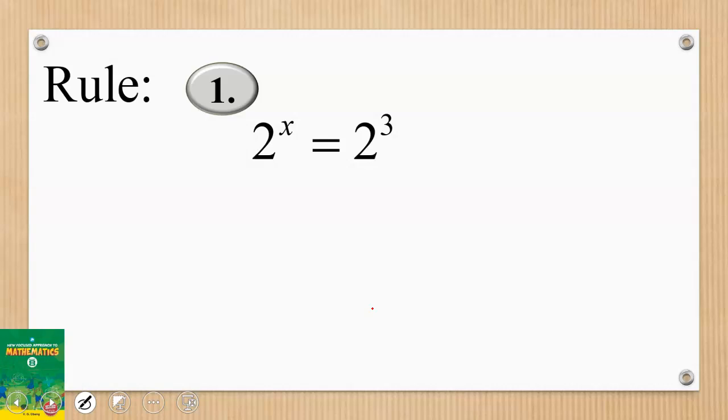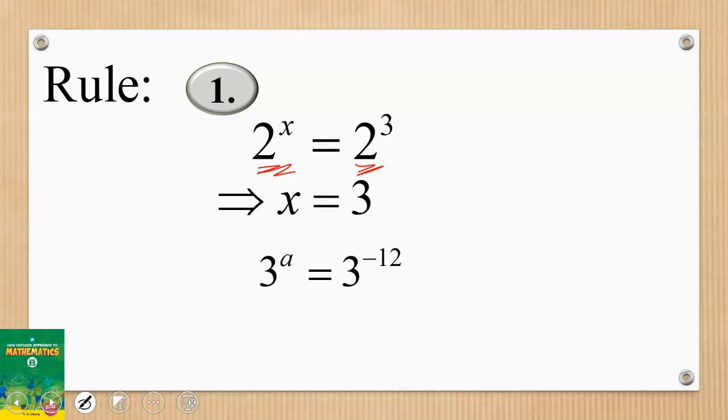Rule number one: anytime you have two indices with an equal sign in between and they are of the same base, we always equate the exponents. Again, if I have 3 to the power a equals 3 to the power negative 12, since the bases are the same and we have an equal sign in between them, then a equals negative 12.